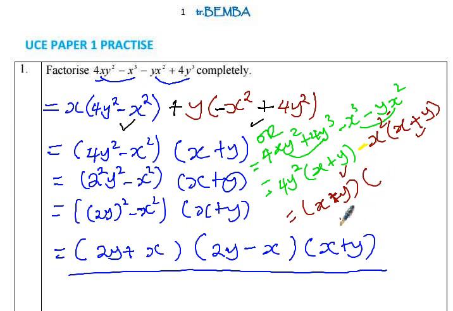Then when I open a new bracket, what should I put here? I have remained with 4y to the power 2, and here I have minus x squared. So now when you look at this step, you'll notice that's the same step as the one that we have here. So that's how you can also do this. Please make sure you also move up to when you get this final answer here.